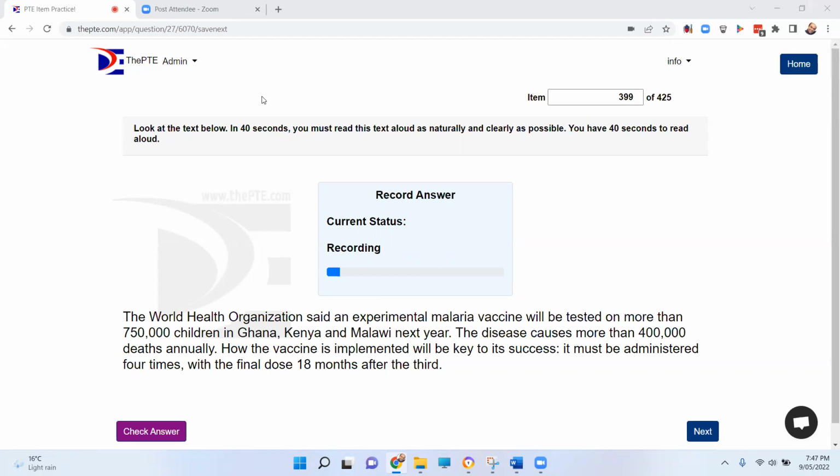The World Health Organization said an experimental malaria vaccine will be tested on more than 750,000 children in Ghana, Kenya, and Malawi next year. The disease causes more than 400,000 deaths annually. How the vaccine is implemented will be key to its success. It must administer it 4 times with the final dose 18 months after the third.